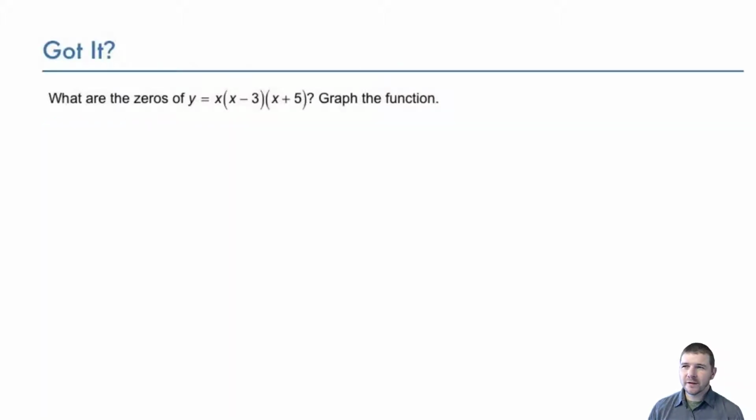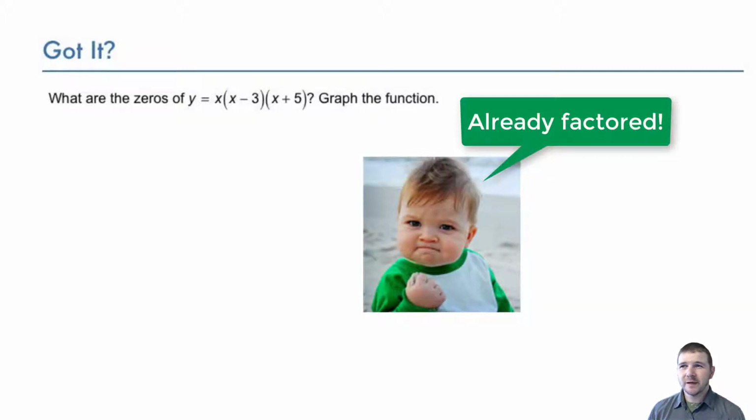Your turn. What are the zeros of y equals x times the binomial x minus 3 times the binomial x plus 5? Graph the function.